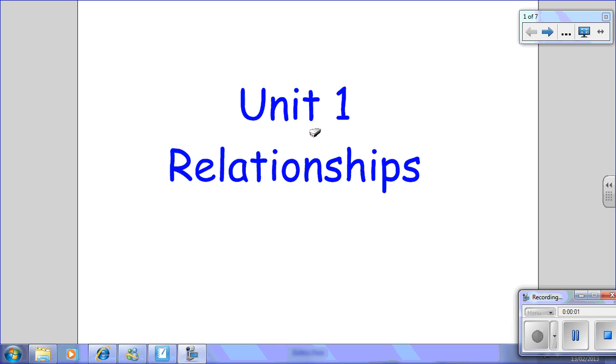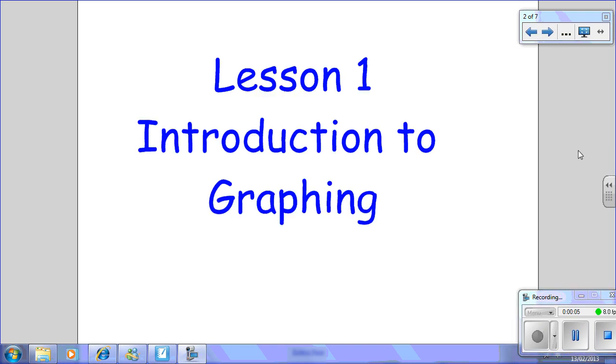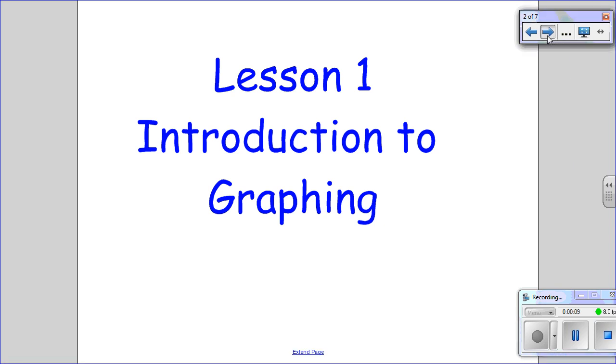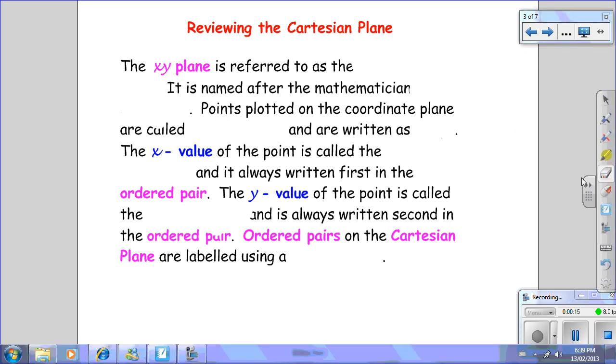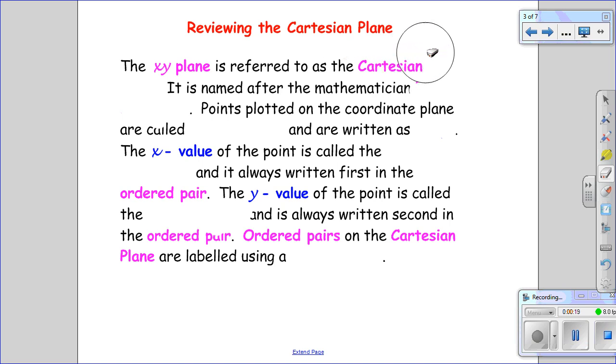Finally, on to something new. In this unit, we're going to investigate relationships. But before we do that, we need to look at how do we graph things. And that means we need to review the Cartesian plane. The xy plane is commonly referred to as the Cartesian plane. Okay? It is named after a mathematician who is named René Descartes.